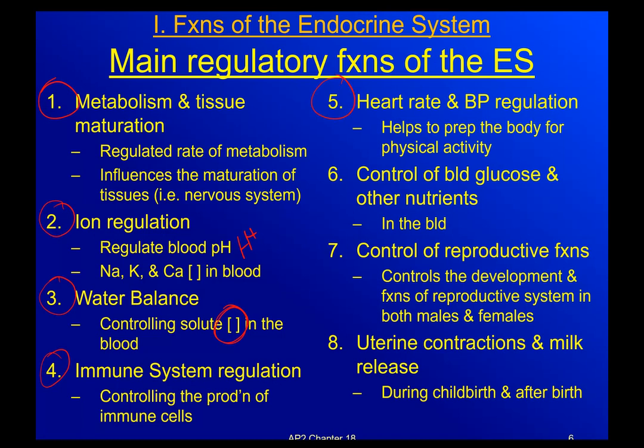Heart rate and blood pressure regulation. It helps to prepare the body for physical activity. We kind of already touched on this when we talked about epinephrine and norepinephrine. Now, I know that we talked about those as part of our autonomic nervous system, but we have the adrenal gland. The adrenal gland also releases those chemicals as a flood of those chemicals into your system, which actually does the same thing.